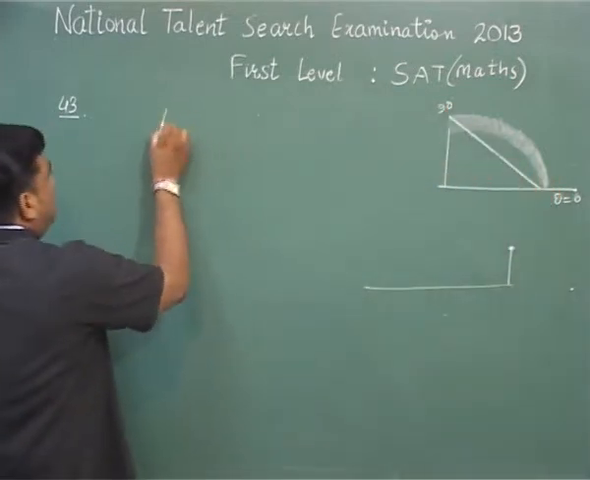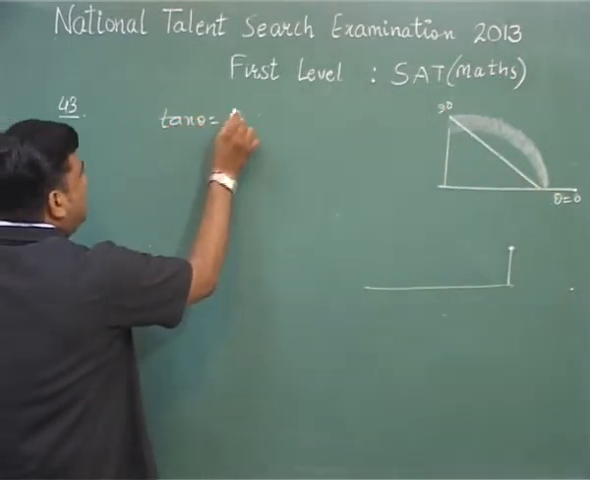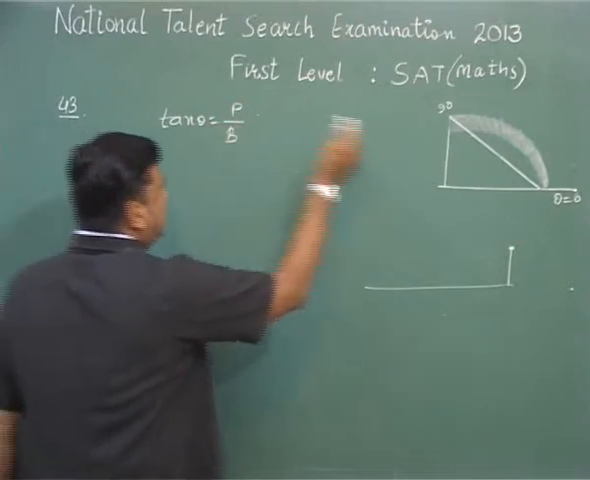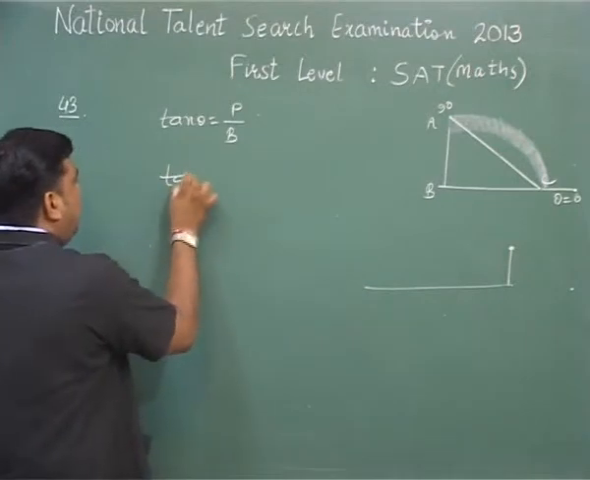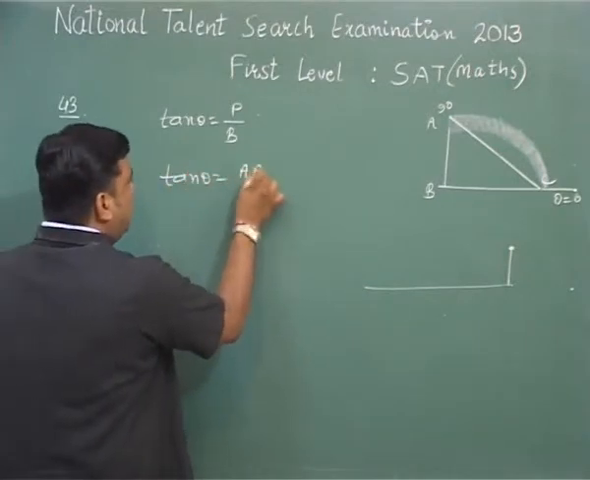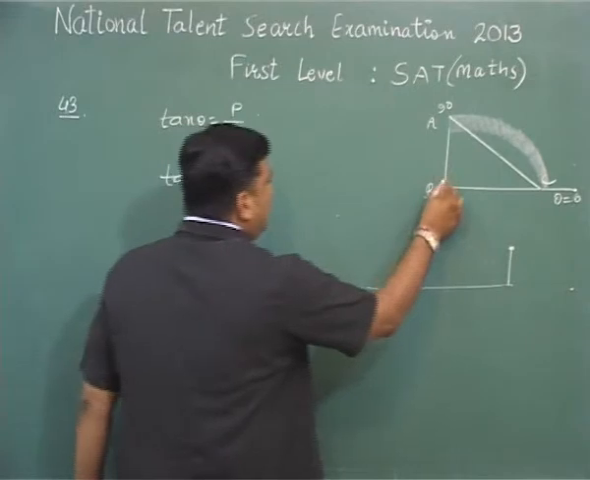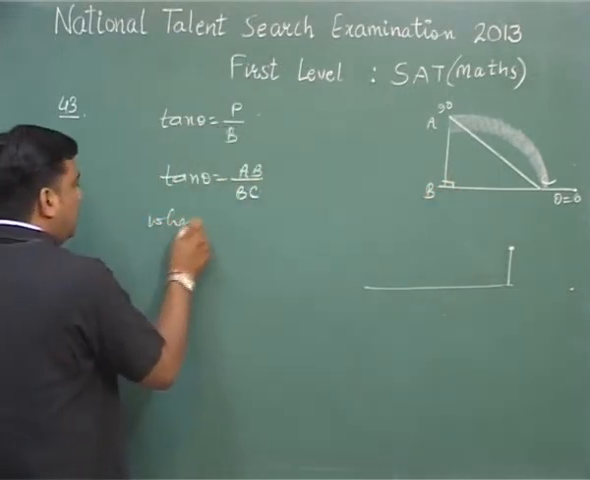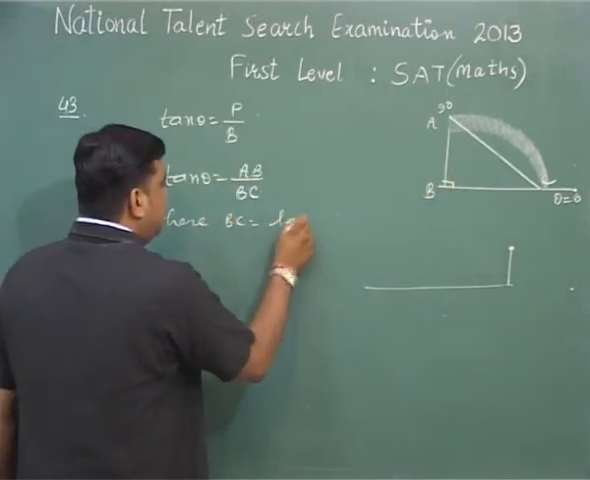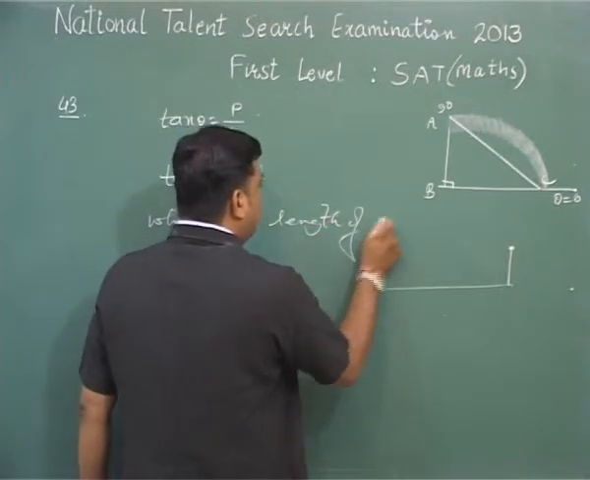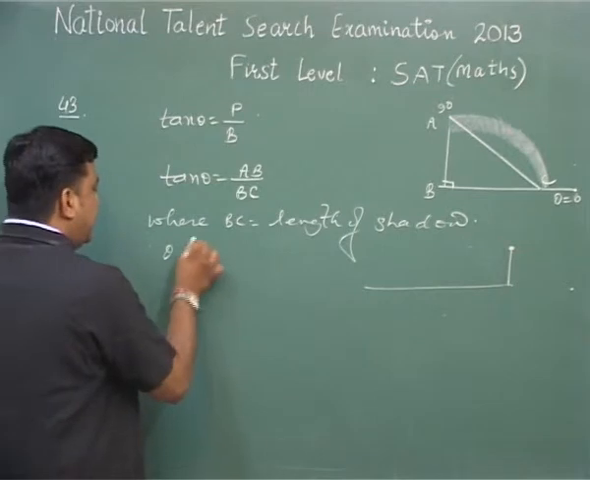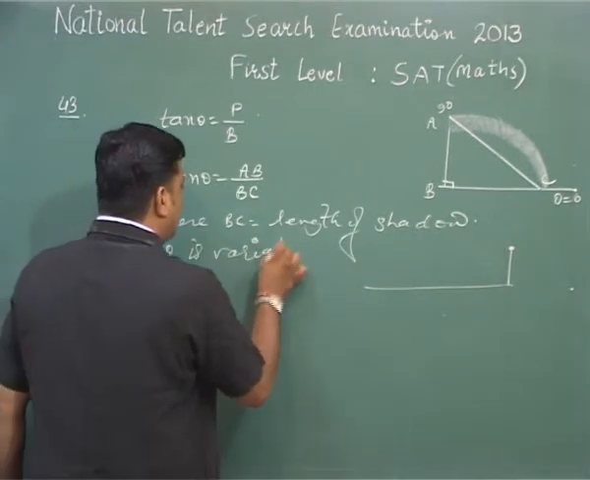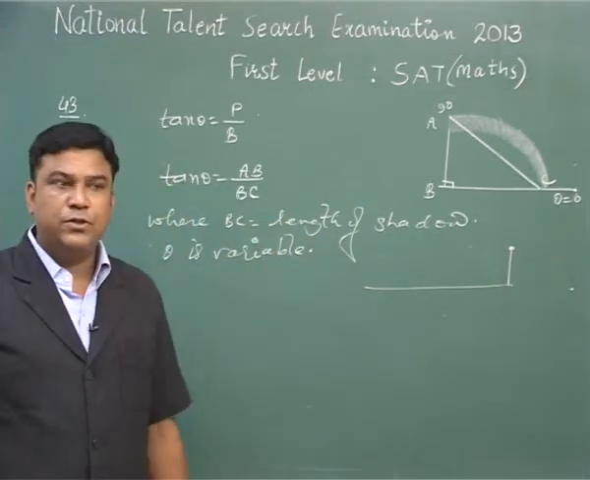We know tan theta is equal to perpendicular upon base. So we are getting a right angle triangle, and we can say tan theta is equal to AB upon BC, where BC equals the length of the shadow, and theta varies from 0 to 90 degrees.